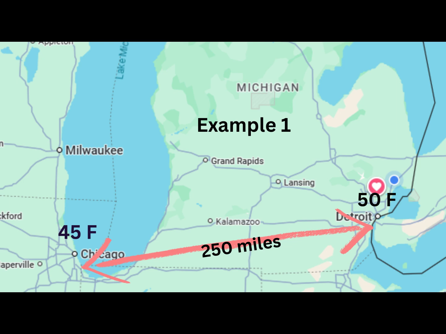In example 1, the temperature difference between the two cities is only 5 degrees Fahrenheit, so the temperature doesn't change much over the distance of 250 miles, and the temperature gradient is weak. In example 2, the temperature jumps from 20 to 50 degrees Fahrenheit, giving a temperature change of 30 degrees over the 250-mile distance. This is an example of a strong temperature gradient.